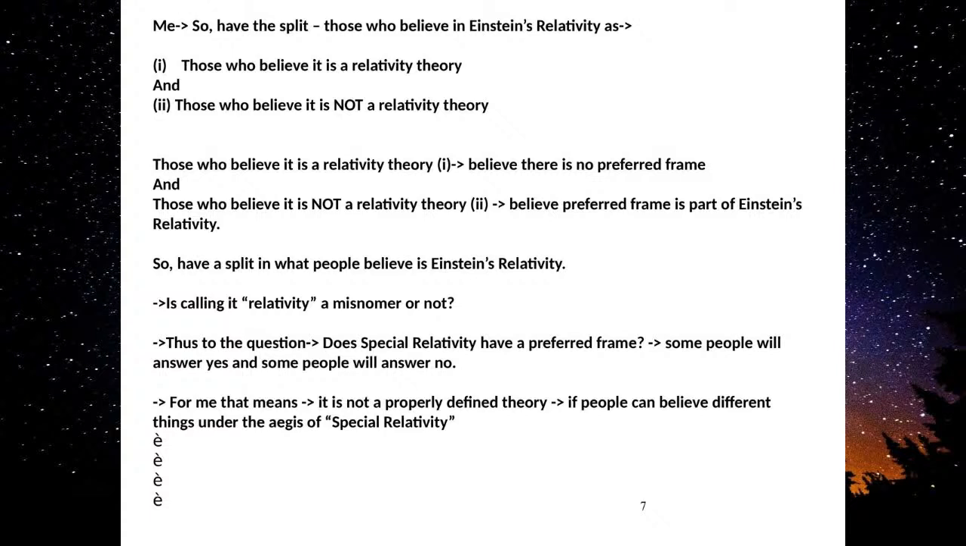So we have this split, those who believe in Einstein's relativity as the first group, who believe it is a relativity theory, and we've got the other group of people who believe it's not a relativity theory. Those who believe it's a relativity theory believe there is no preferred frame. And those who believe it's not a relativity theory believe there is a preferred frame as part of Einstein's relativity. So we have this split in what people believe is Einstein's relativity.